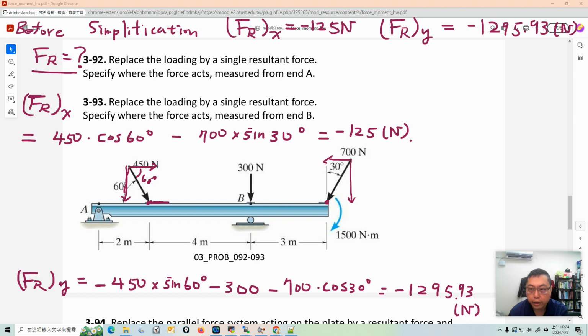The next thing is we also have to calculate the moment before simplification. So I'll just get rid of this.